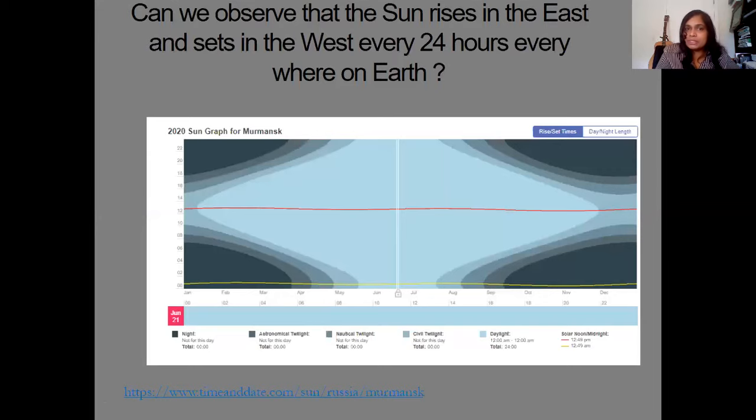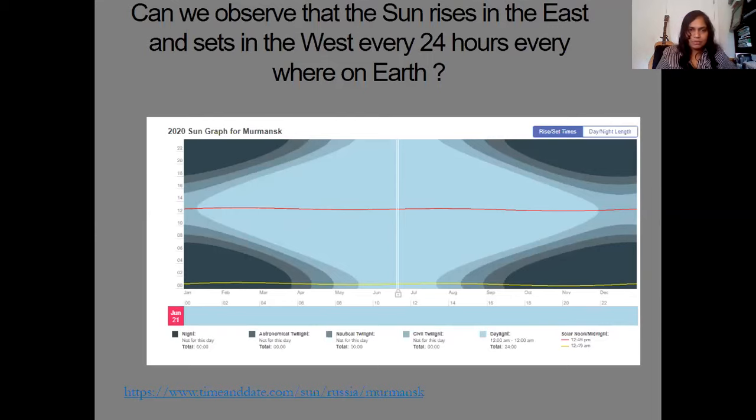All right, so can we observe that the sun rises in the east and sets in the west every 24 hours everywhere on Earth? That's a good question, right? Is it true? If you have traveled to other parts of the Earth, then you might have observed that these times are changing. So 24 hours a day, 12 hours of daytime and 12 hours of nighttime, is not true at every place on the Earth, and it might also change along the year, right?